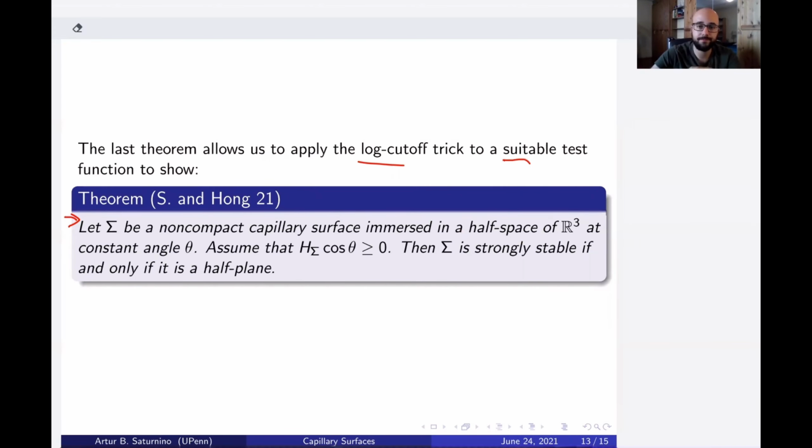And we assume that this constant here, H_σ cosine theta, is greater than or equal to 0, which is just a version of that same assumption that we always have. Then it turns out that sigma is strongly stable if and only if it is a half plane. Let me note that on our preprints, we say strongly stable, but now we know that this is true if it is weakly stable. This can be relaxed to weakly stable. And Han is going to present this result in the second talk.